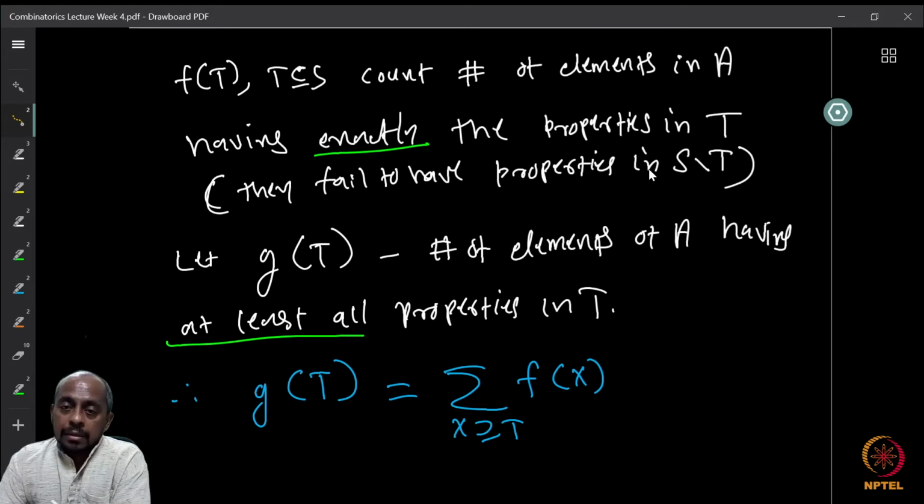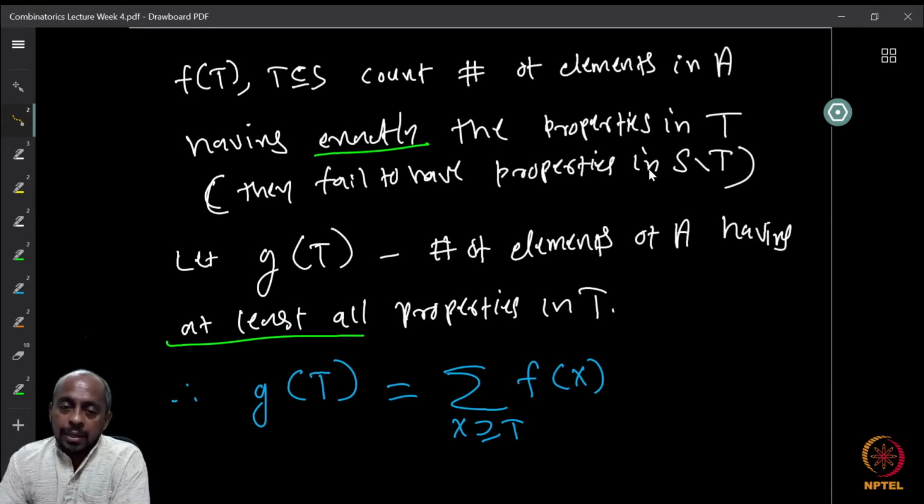Now g of T, let us say, counts the number of elements in A that have at least all the properties in T. Right? So g basically counts those elements where you take all those elements that have all the properties in T, that is given, but they can have other properties. We don't care about that, but they should have all the properties in T.